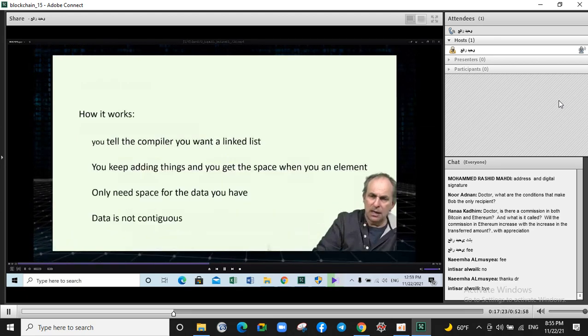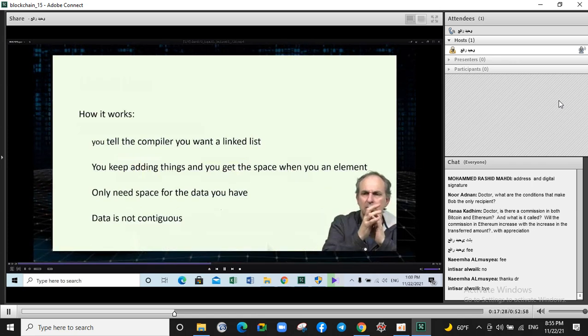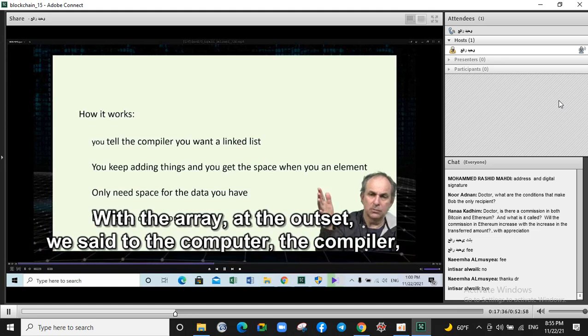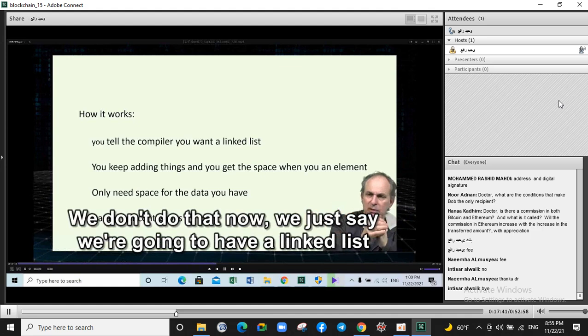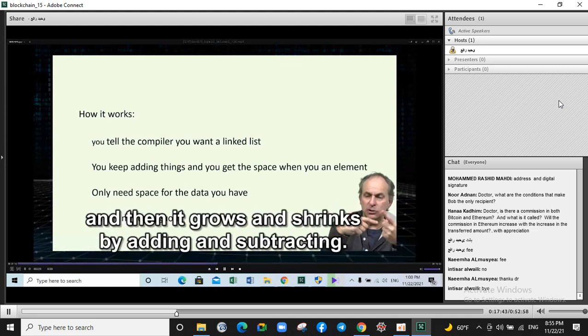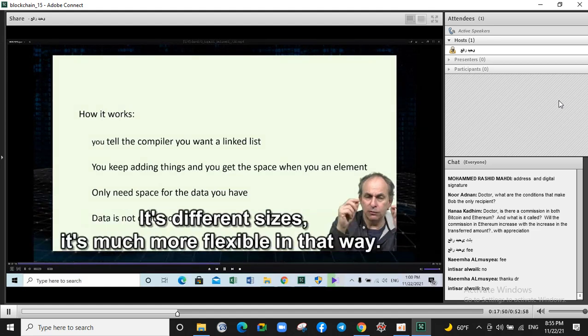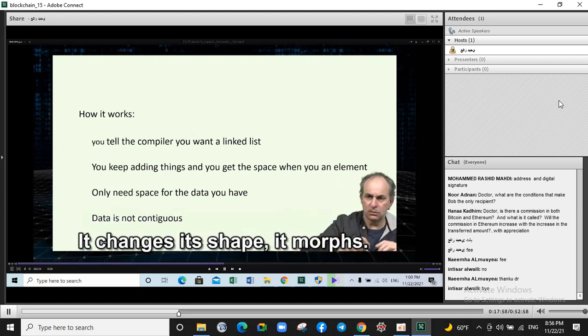We're not thinking of it as a continuous thing broken up. We're thinking of it as separate entities, and that works differently for the computer. With the array, we told the compiler at the outset, look, we're going to have an array with 1,000 elements. We don't do that now. We just say we're going to have a linked list, and then it grows and shrinks by adding and subtracting. So it's at different sizes. It's much more flexible in that way. So you can add things, you can subtract things, etc.